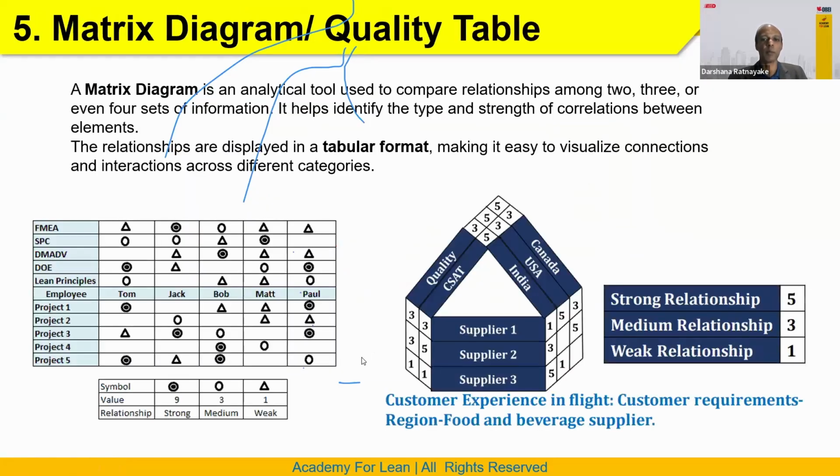So we'll move to the fifth tool, this is called the matrix diagram, or sometimes we call it the quality table. This analytical tool is used to compare relationships among more than two parameters, normally 2 or 3, and we can use 2, 3, 4, 5. Normally in our relationship diagrams, we compare 2 relationships, but in this table we can compare 2, 3 different parameters. That is the beauty of this.